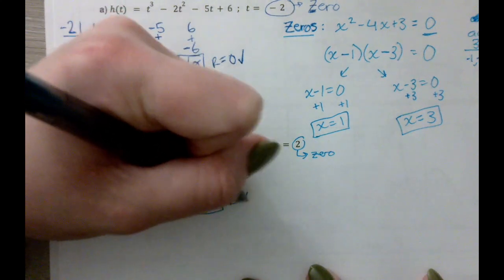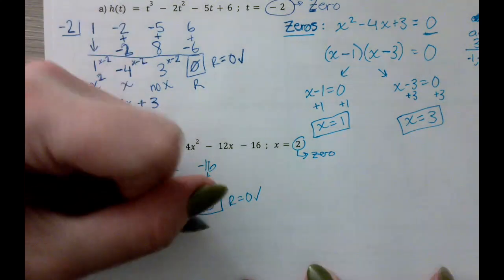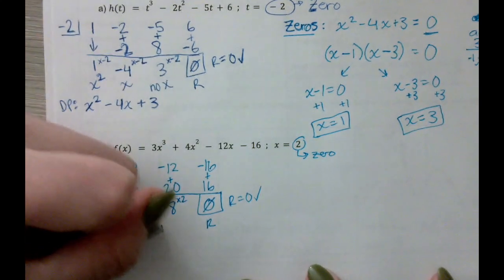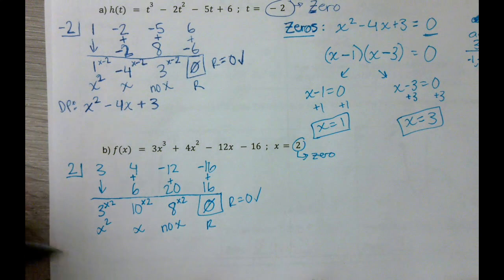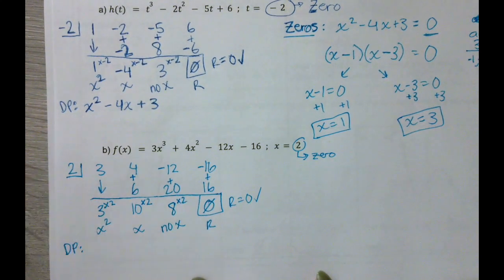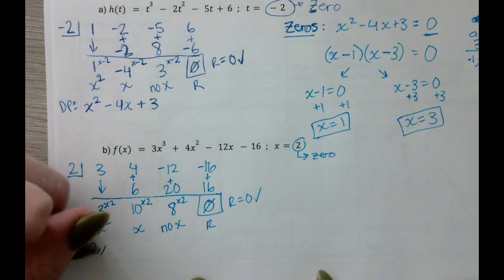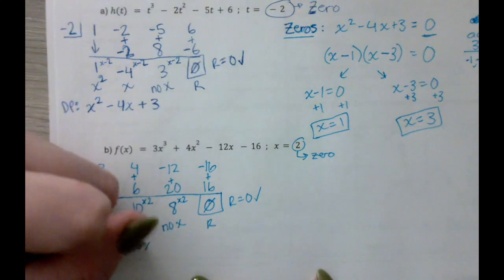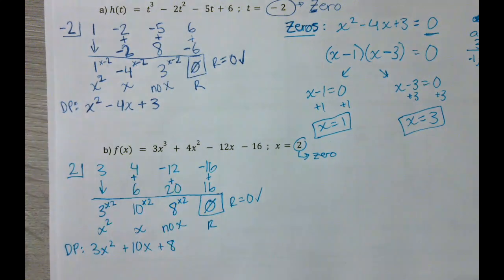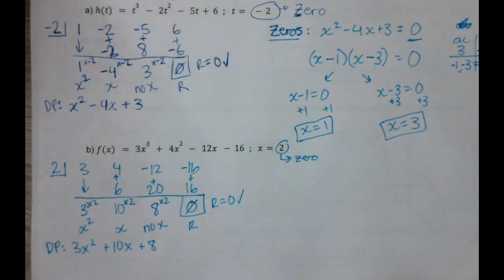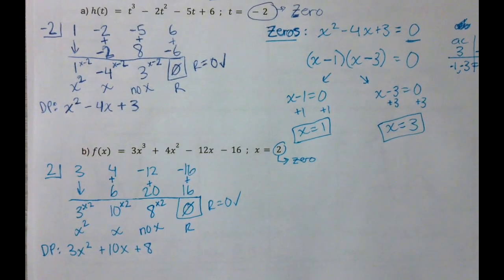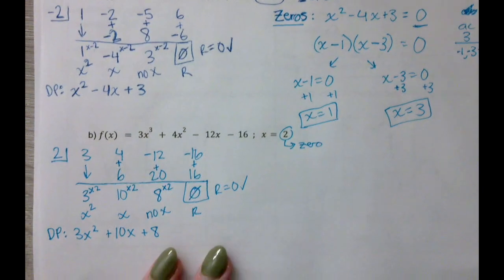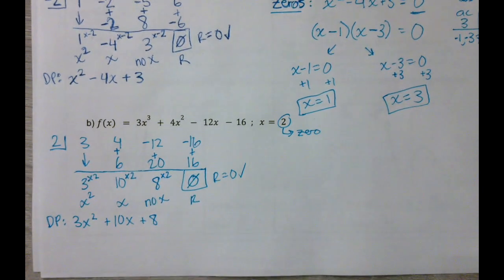We did get r equals 0, which is necessary for this problem. Remainder, no x, x, x squared. So then our depressed polynomial is 3x squared plus 10x plus 8, no x on that. Now from here we need to factor, and as you can see there is a number in front of that x squared that is not 1, so it's going to take a little more work than the previous problem to get to our answer.